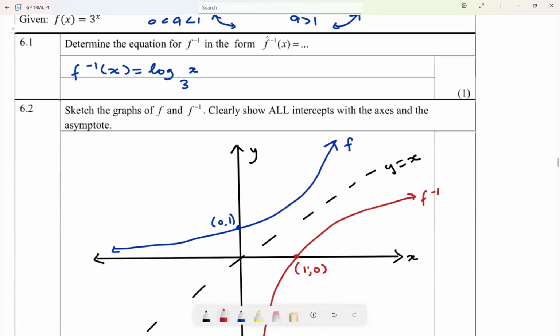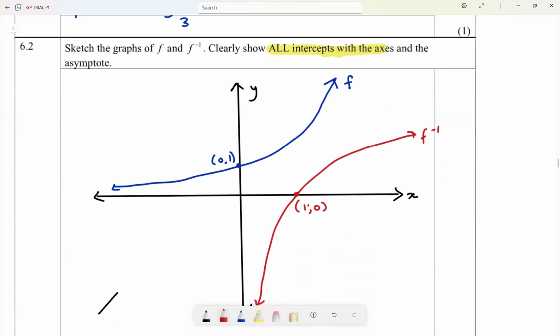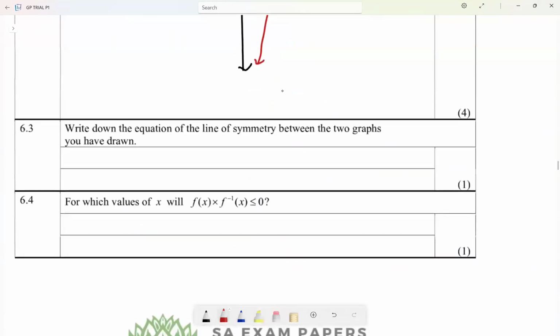Okay, so they just asked us to show all the intercepts with the axes. We have already shown them here. And then asymptotes, here they are, at the y-axis as well as the x-axis, so I cannot show them any further. The shapes are very important, just easy marks. You don't need to show this line, but you need to know that to find the inverse, you need to reflect the original function about the line y is equal to x.